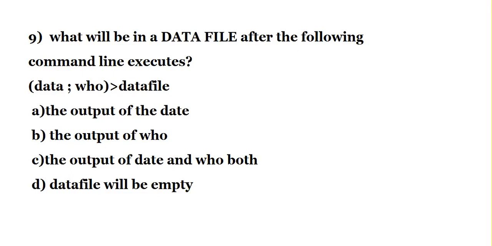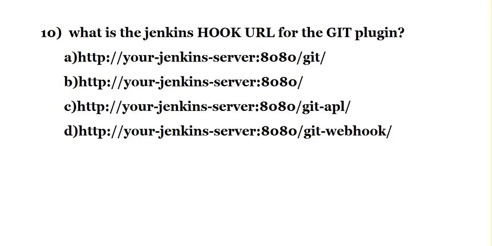Which will be in the data file after following the command who greater than data file? So option D, the data file will be empty. It's not the output of the grade. So the next question is, what is the Jenkins hook URL for a Git plugin? Okay, the answer is option A, default port 8080/git. It's not only the default port, it's not a Git API, it's not a webhook.